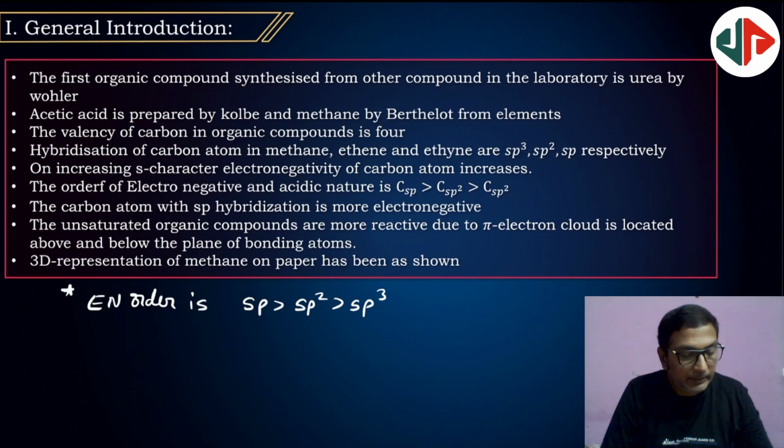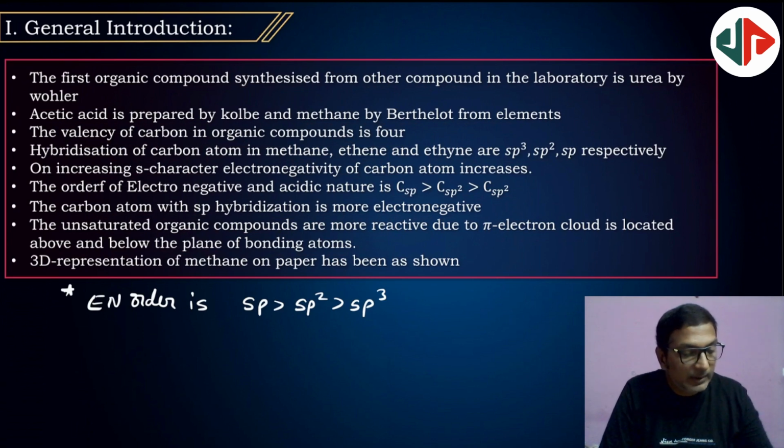Next. See here, electronegativity order is given. Next, carbon atom with sp hybridization is more electronegative. Next, unsaturated organic compounds are more reactive due to pi electron cloud located above and below the plane of bonded atoms. So, due to the presence of pi bonds, unsaturated compounds are more reactive.